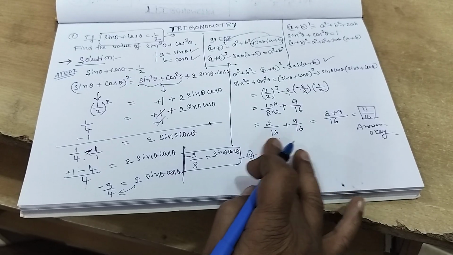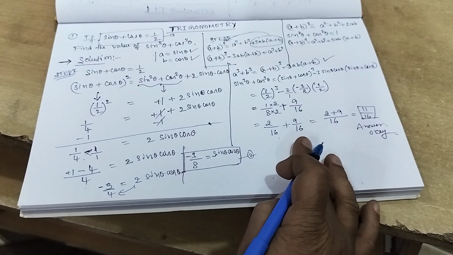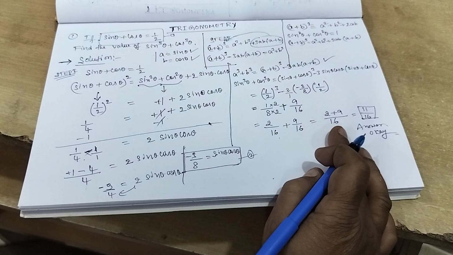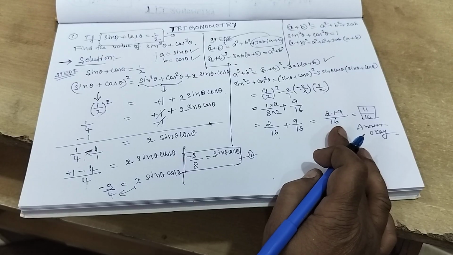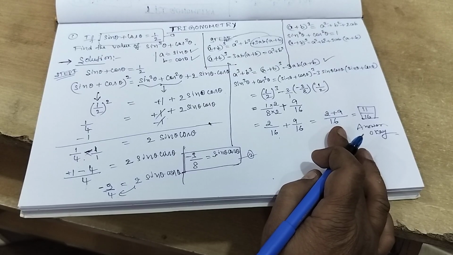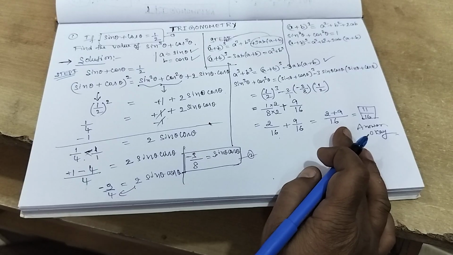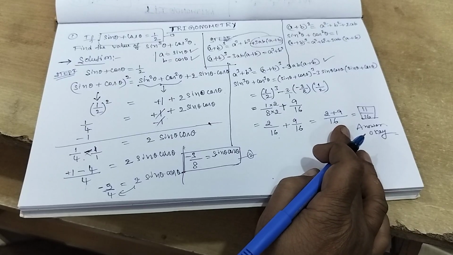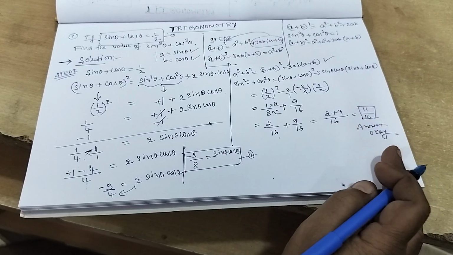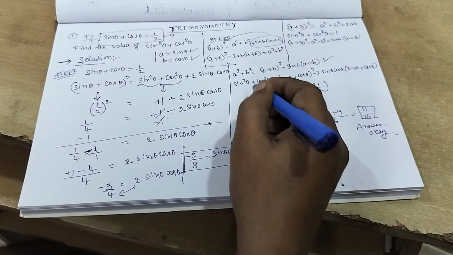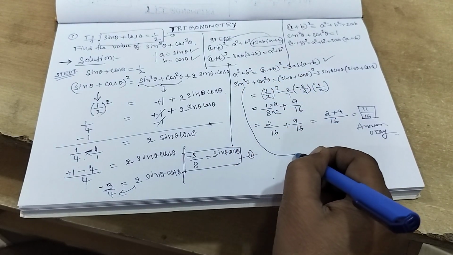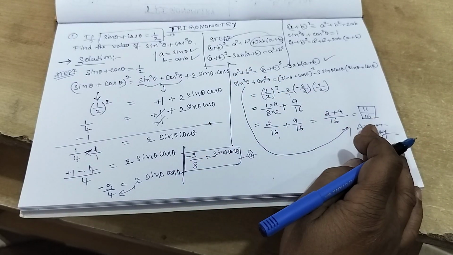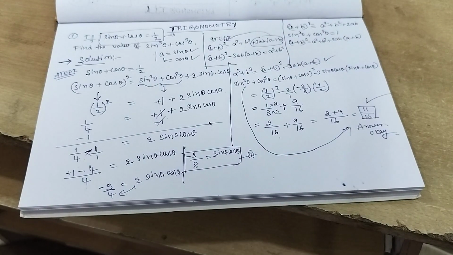You can see here the common number in the denominator. When you have a common denominator, we retain the same number in the denominator. If you have unlike numbers, we have to take the least common multiple. Here it is the same number, so I wrote 16 as it is, and add the numerators, that is 2 plus 9, which is 11. 11 by 16 is the answer for what? The answer for sine cube theta plus cos cube theta. We get the value 11 by 16.